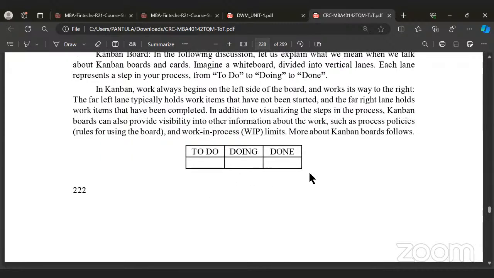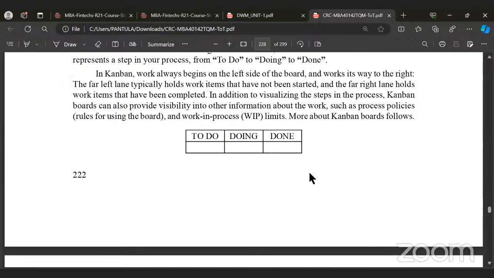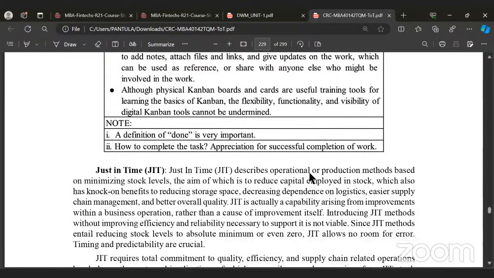Nowadays there are a lot of tools. We are going to use Kanban tools like Notion and Google Drive. In Notion you have work in progress, completed, to be done, and assigned to. There are many tools that can be used.